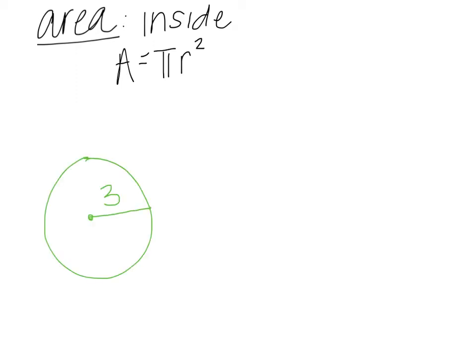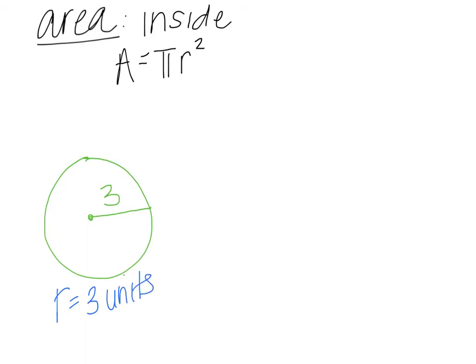Alright, let's find the area of this circle that is given. I have enough information to solve this because the radius, remember, is whatever connects any point on the outside of a circle to the inside. So my radius in this triangle is 3 units.